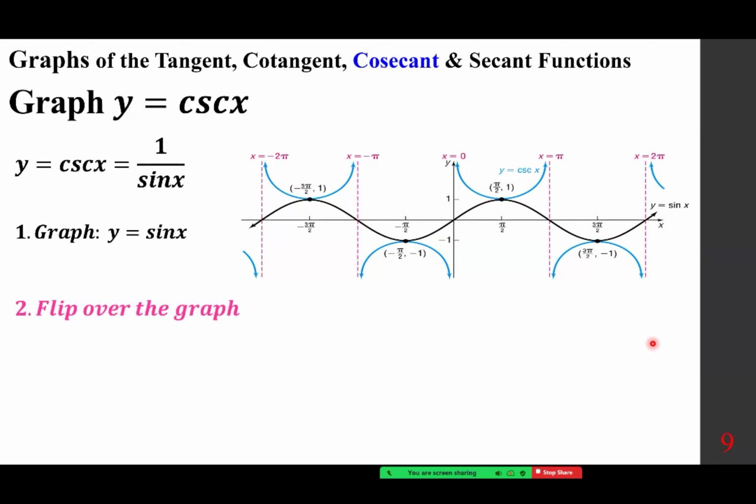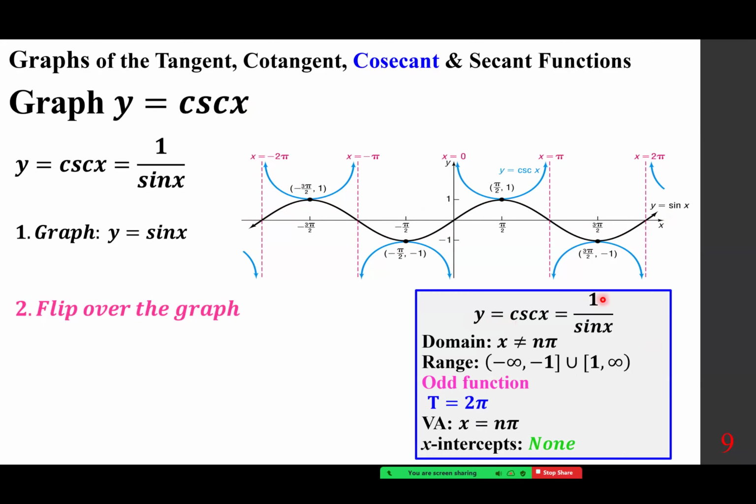So what would be the information when y equals cosecant x? We know it's 1 over sine x. X can't be n pi. Why? Because sine x equal to 0, x equals n pi. That's one. So x can't be n pi, which means VA has the equation x equals n pi.